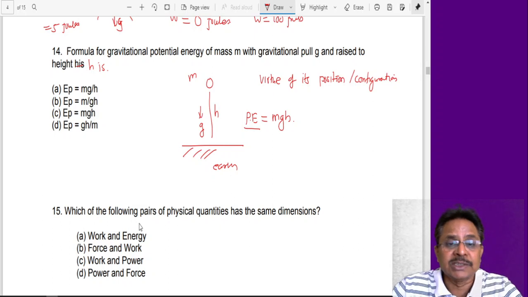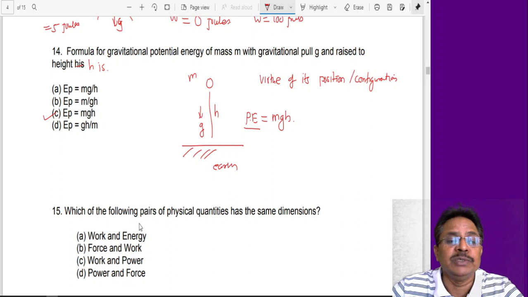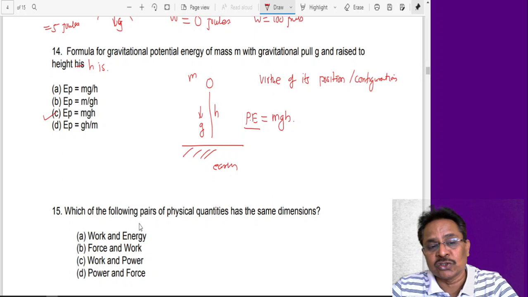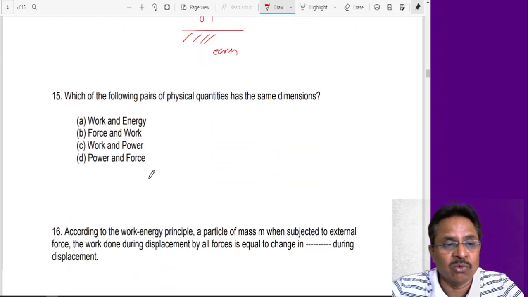So the gravitational potential energy of mass m with gravitational pull g raised to height h is, very simply, option C: Ep is given by m into g multiplied by h. This is a scalar physical quantity. Here m, g and h are all taken to be scalar quantities, nothing here is a vector. So this is a scalar physical quantity, and that is to be understood from this example. In case of earth's gravitational potential, this potential energy is calculated by a simple formula, Ep is equal to m into g into h. So we need not spend more time over such type of questions.